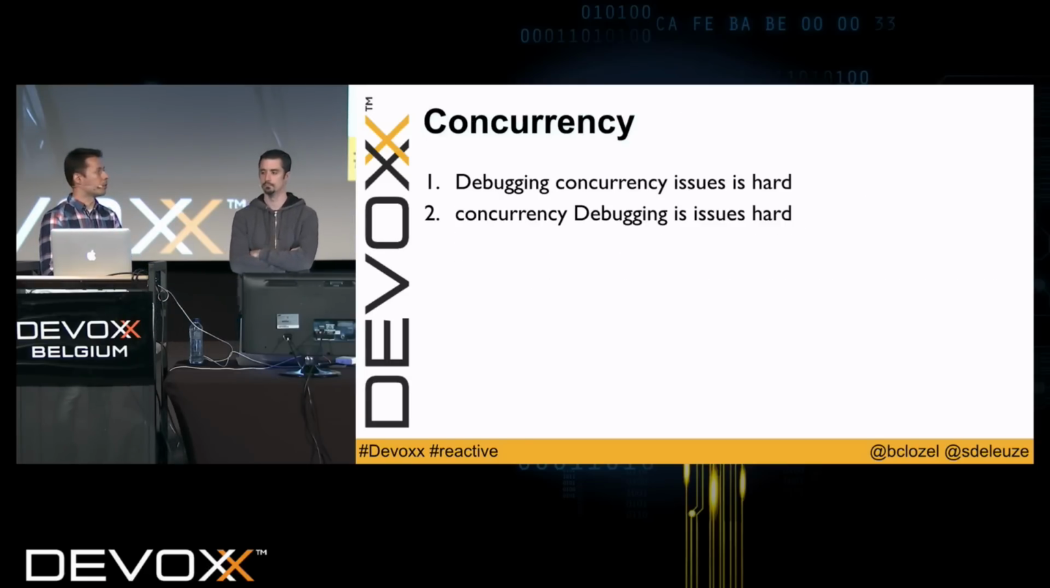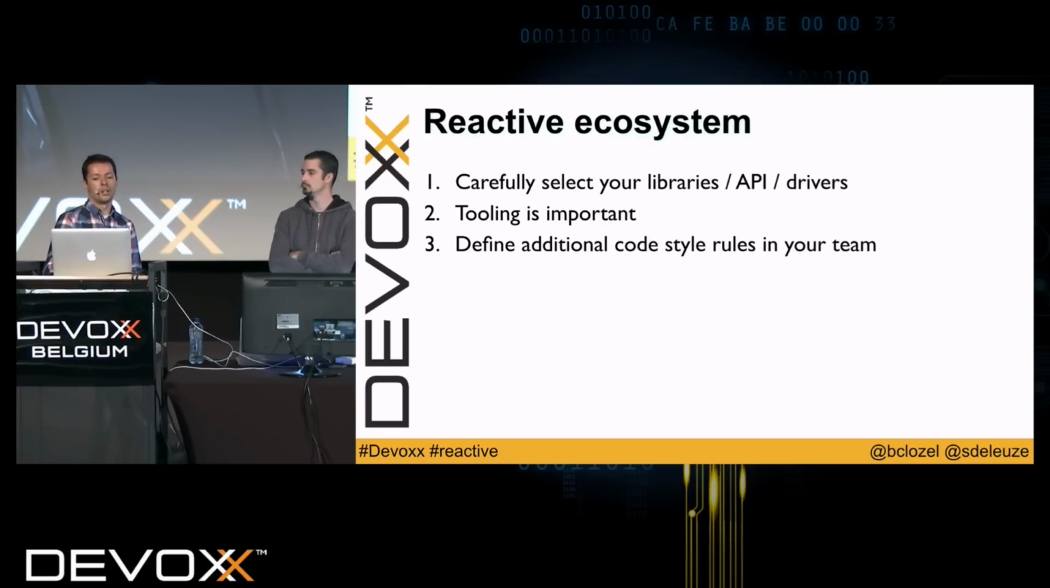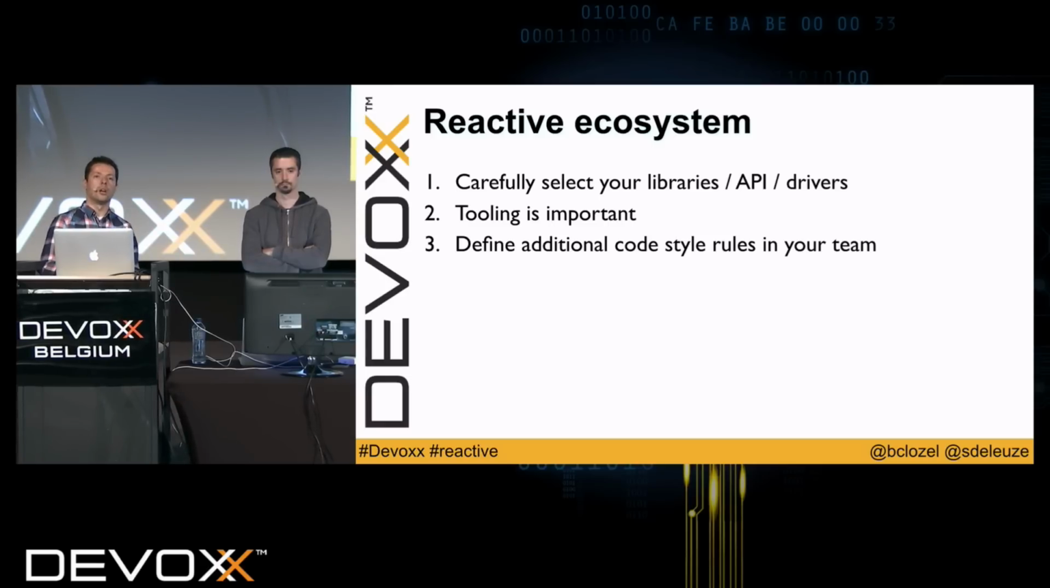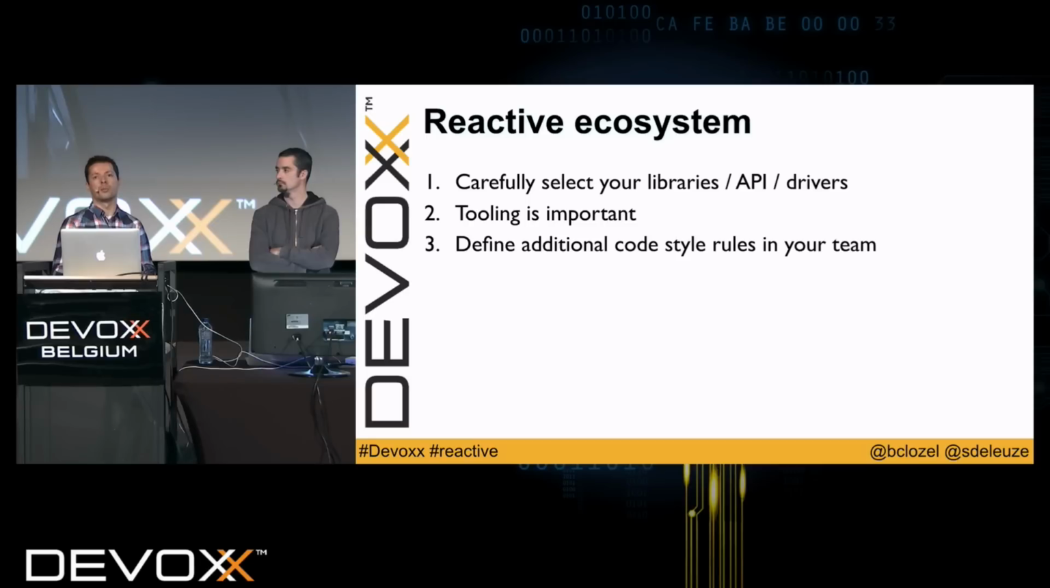Concurrency, we had a few of those. When they do happen in your code, it's really, really hard. So you have to deal with it and really fix those. And for that, it's usually easier to deal with those issues if you have good libraries. So a good reactive library. You should also select good libraries, drivers and APIs that are reactive streams friendly. Otherwise, it's way harder to deal with things.